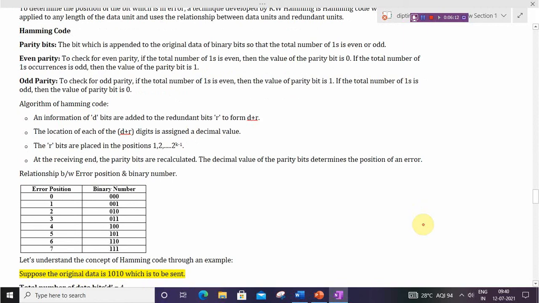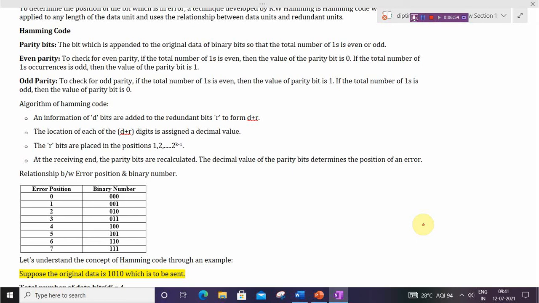So first of all, parity bit. What is a parity bit? The bit which is appended to the original binary data so that the total number of 1s will be even or odd. That extra bit is known as the parity bit. To check for even parity, if the total number of 1s is even, then the value of the parity bit is 0. And if the total number of 1s is odd, then the value of the parity bit will be 1. Means we have to make the number of 1s even in even parity.